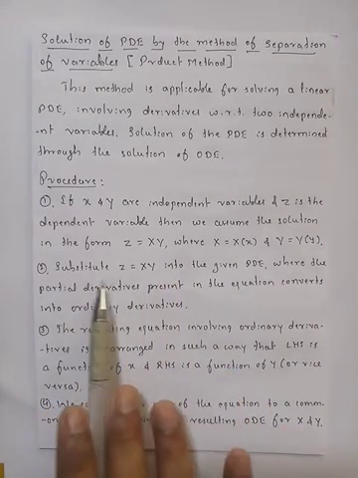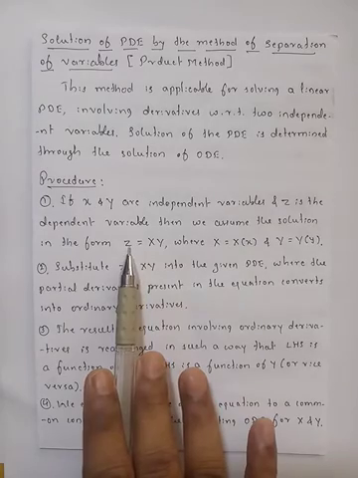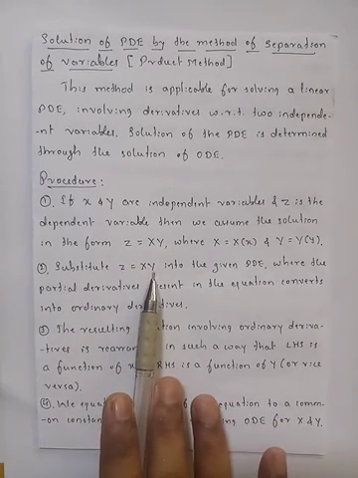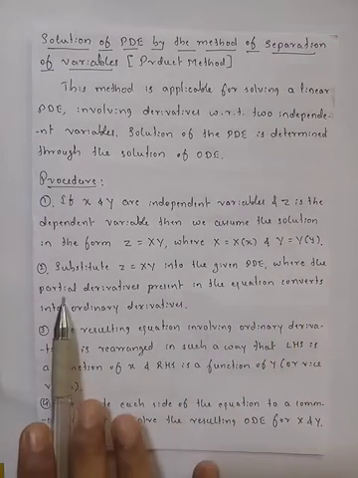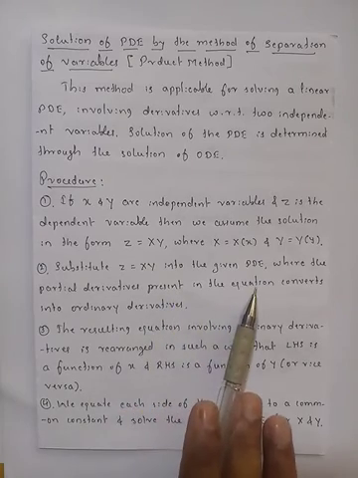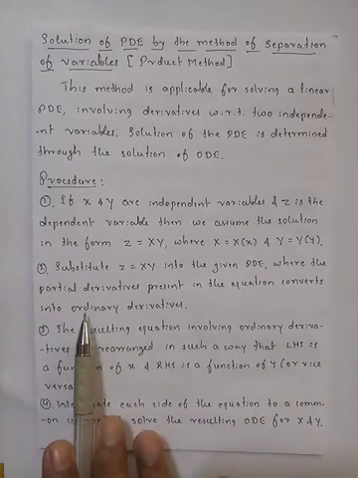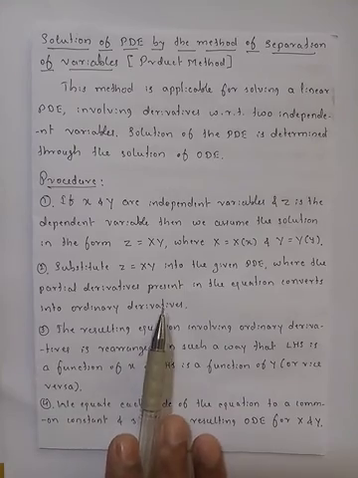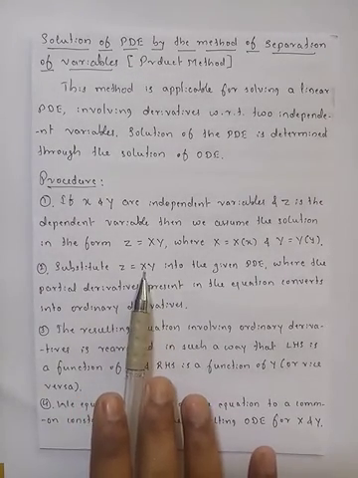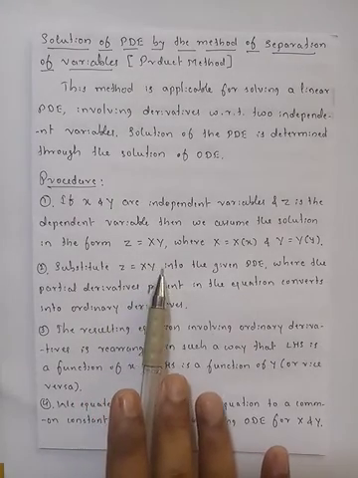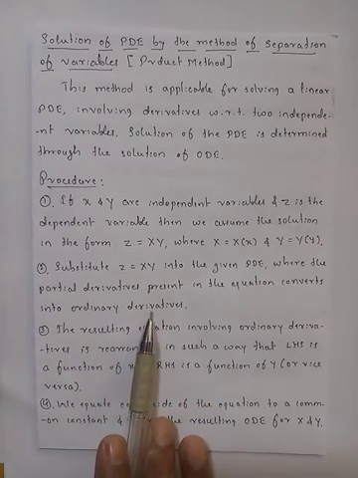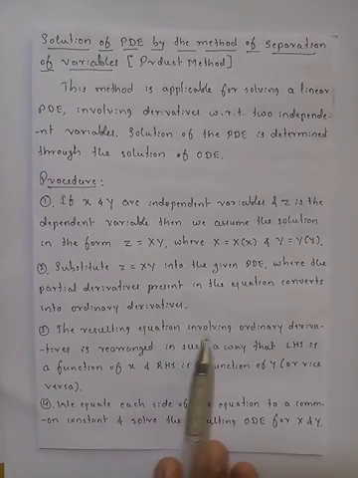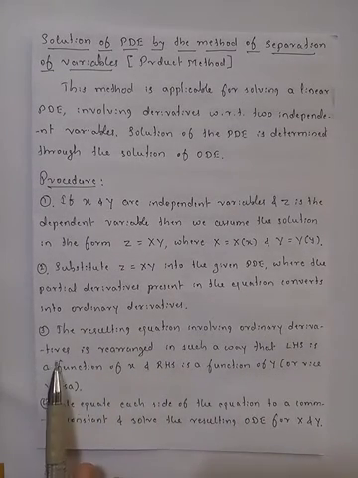The second step is we substitute this, wherever the z is there, we put z = X·Y, where partial derivatives present in the equation convert to ordinary derivatives. Means whenever we are putting z = X·Y, wherever that z is there, we put z as X into Y. Okay, so then we convert the partial derivatives to ordinary derivatives. Then the resulting equation involves ordinary derivatives.